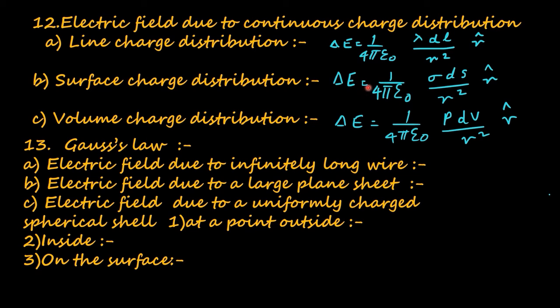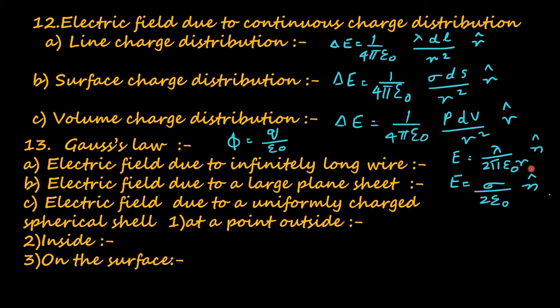Now let us pass on to Gauss law. Gauss law: flux is equal to Q by epsilon naught. This is for a closed surface enclosing charge. Electric field due to infinitely long wire, applying Gauss law. Formula is E is equal to lambda by 2 pi epsilon naught r n cap. This gives the direction. Electric field due to large plane sheet, where we consider a parallelepiped or cylindrical cross-sectional area: E is equal to sigma by 2 epsilon naught n cap. The sigma is surface charge density.